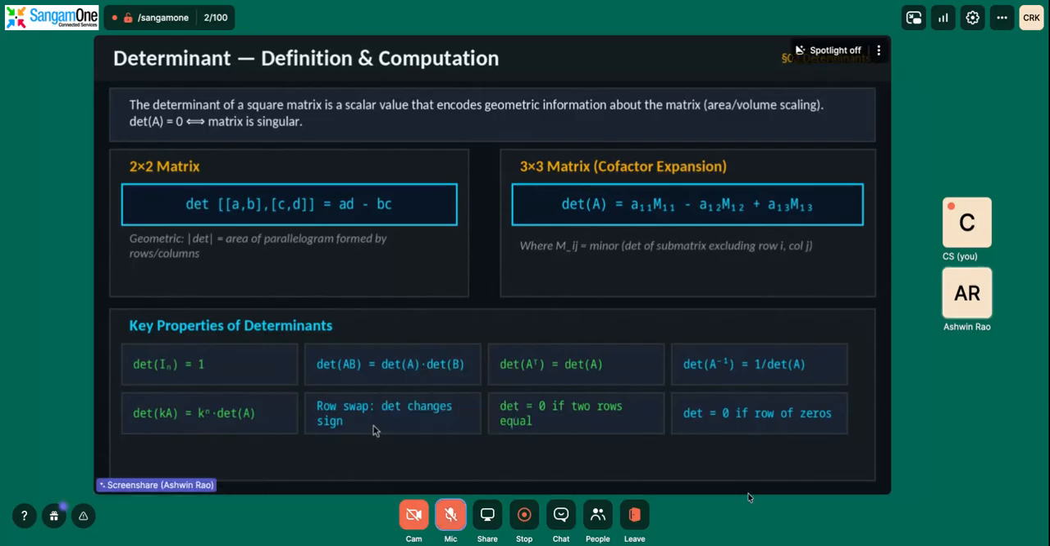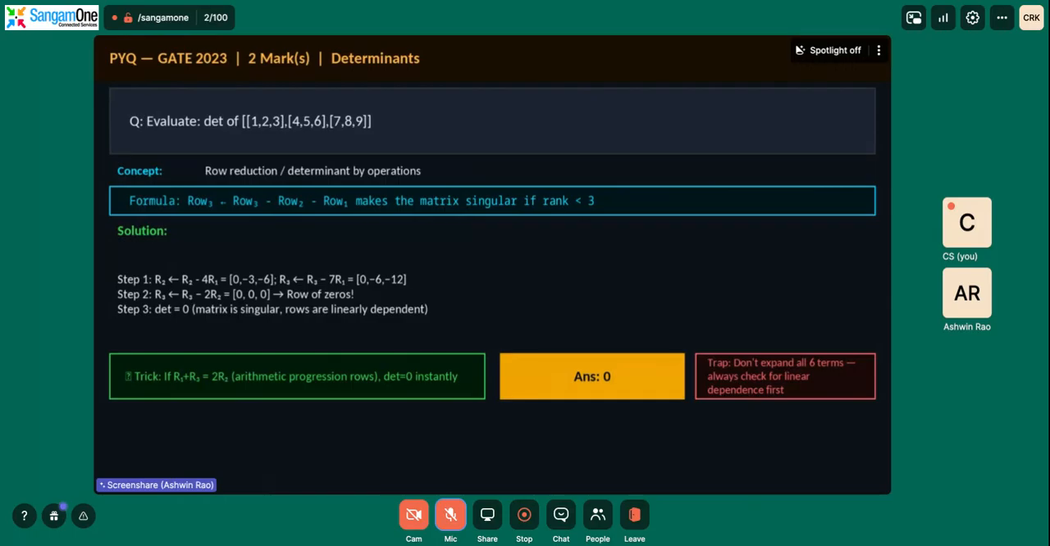Then moving on to the PYQ section. Evaluate the determinant of the matrix 1, 2, 3, 4, 5, 6, 7, 8, 9. The row concept involves row reduction, with determinant operations like this. This is the main solution, which I will share in the PYQ. For explanation, I have done this. First step is the row operation R2 minus 4R1, to make 0 here.